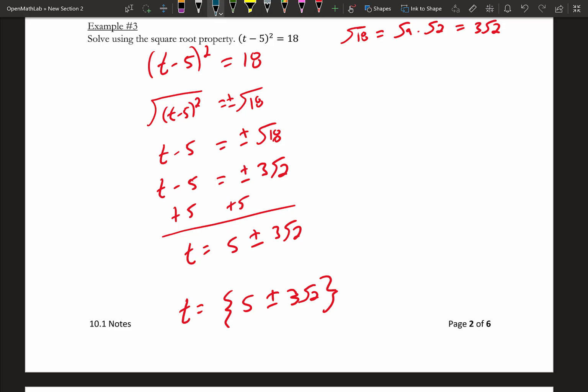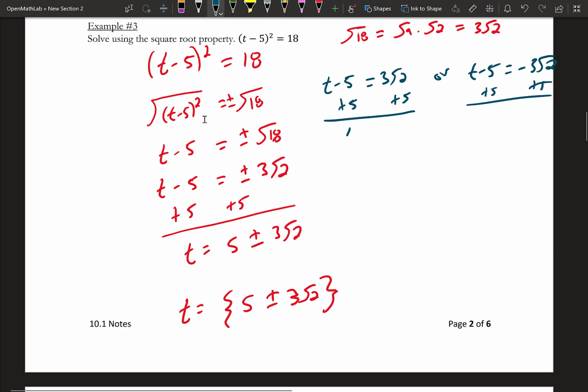If you don't like using that method, what you could do is say t minus 5 equals 3 radical 2, or t minus 5 equals negative 3 radical 2. So you could split it apart and then add 5 to both sides. We get t equals 5 plus 3 radical 2, and t equals 5 minus 3 radical 2. So notice we end up getting the same thing.